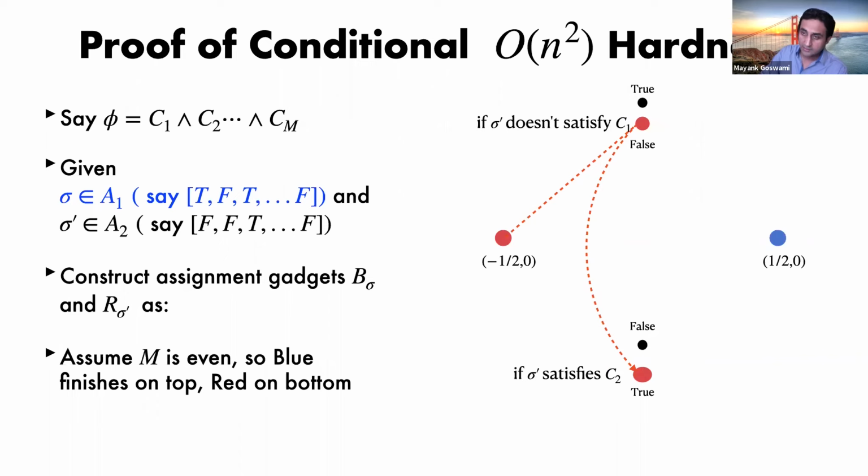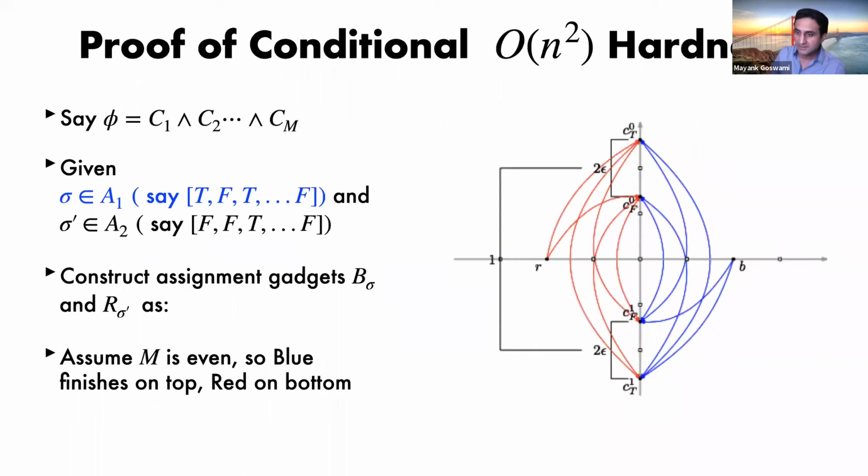And again, the number of clauses is even. Red starts on top, so red's going to finish on bottom. So basically, this is what the assignment gadget is going to look like. Blue will start from here. It'll visit either this point or this point, and then it'll go back and forth for m rounds, which is the number of clauses.